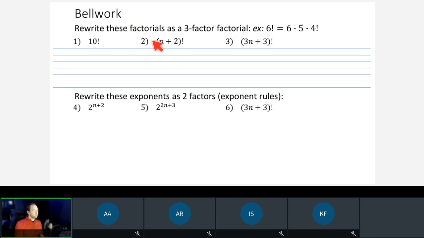Bell work. So factorials, we want to rewrite these factorials as a three-factor factorial. For example, 6 factorial can be 6 times 5 times 4 factorial. I could also make it 6 times 5 times 4 times 3 factorial. All right, any volunteers want to do any of these? I know some are much harder than the others, and that's okay. Danica, do number 1 for me.